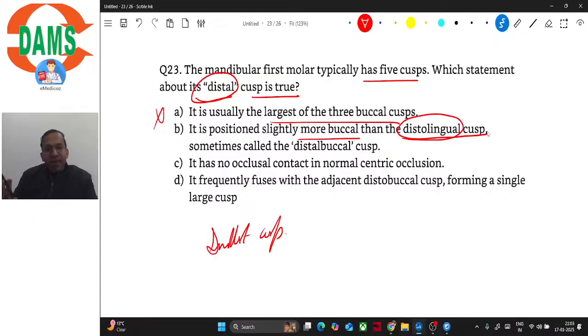So here you need to read the statement properly. It is not the distobuccal, but it is the distolingual cusp. It is true. And sometimes it is called the distal buccal cusp. This is also correct. So option B is correct.